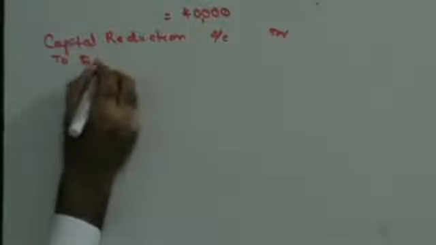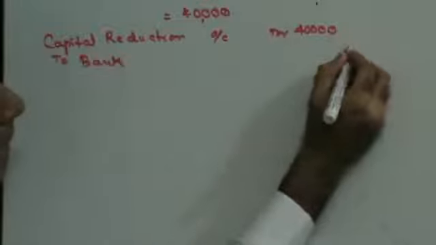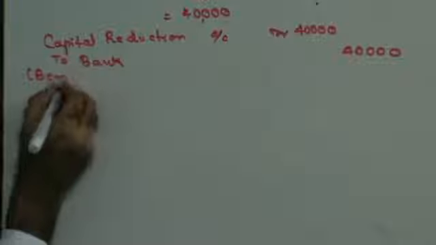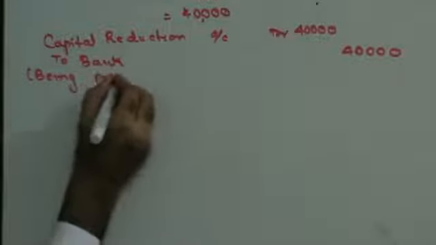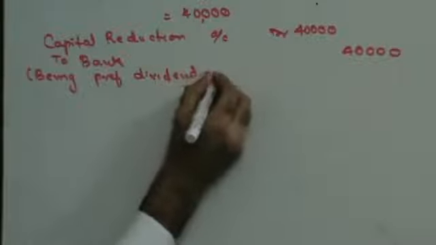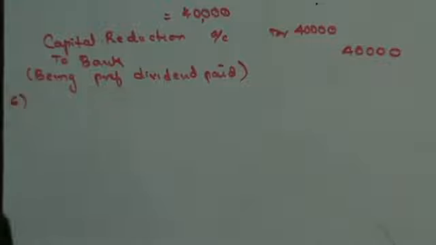To bank, amount is 40,000. Being preference dividend paid. Right? So preference dividend has been paid. Now, debenture holders to take over plant and machinery for 6,50,000.